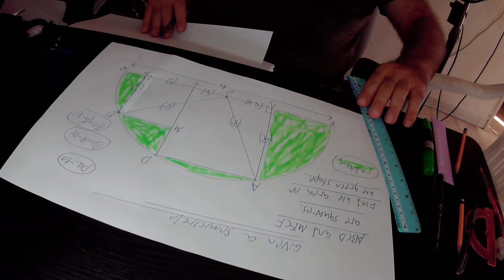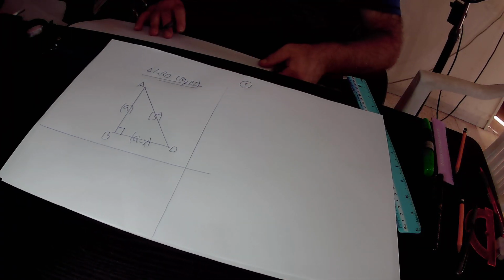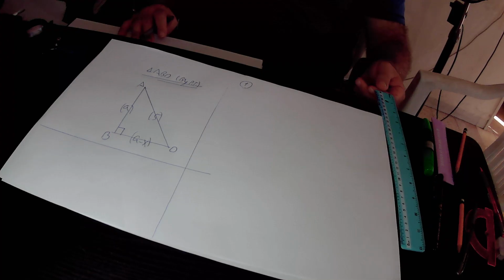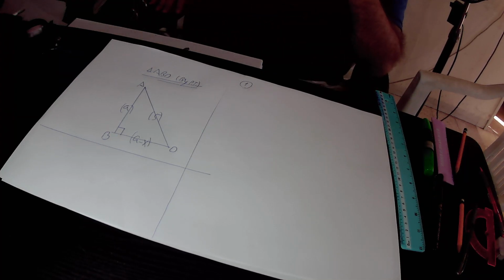So actually, this is the right angle ABO from the original drawing. According to the Pythagoras theorem, in this right angle ABO, AO squared, that is the square of the hypotenuse, equals AB squared plus BO squared. So I write it down. This will be equation 1.